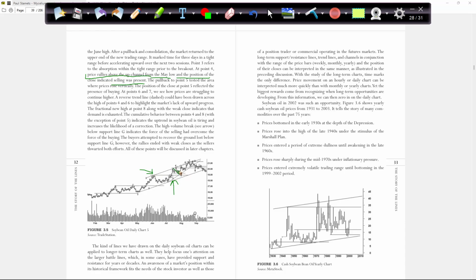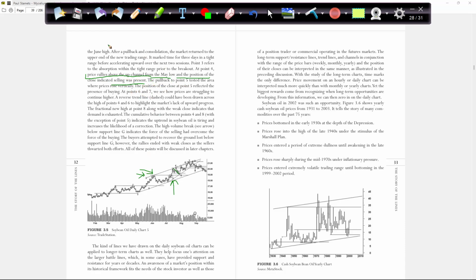From the May low, and the position of the close indicated selling was present, right? And the position was because close below the support line, resistance line. Also we have this trend line, so it shows the presence of selling was present, right?